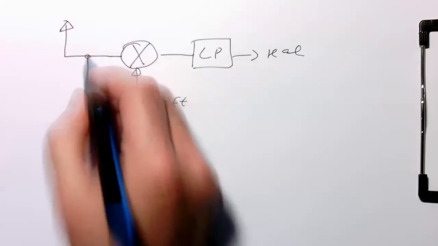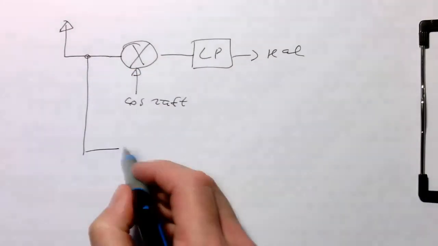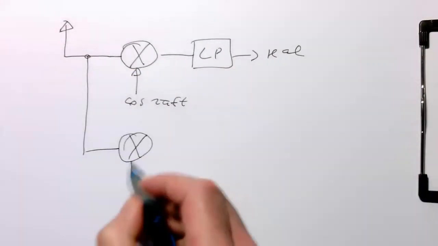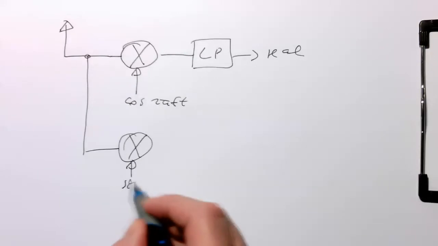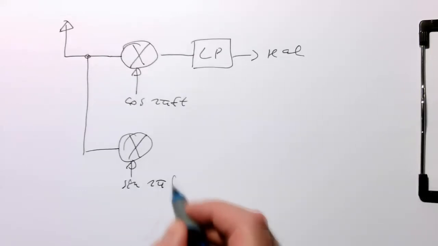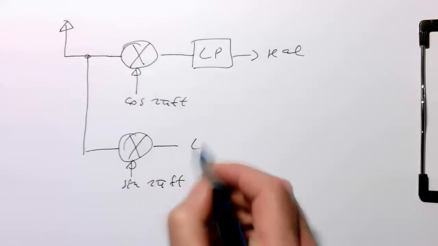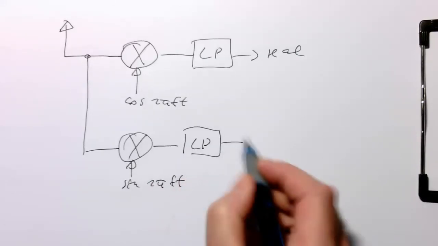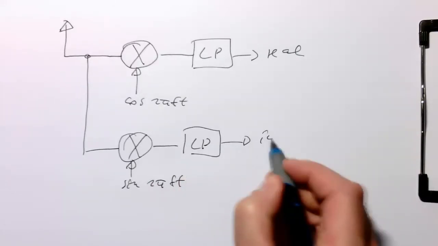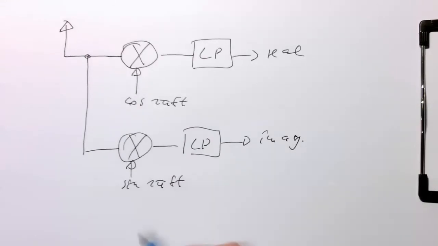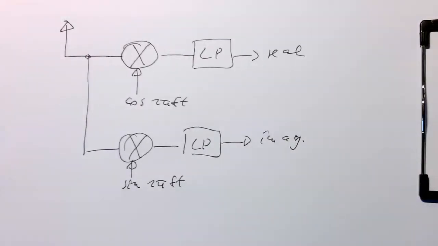And if we do the same, multiplying this with our sine part, sine 2 pi ft, and low pass, then we're getting our imaginary part out there. And so we need to do this in the code. So let's get our octave screen back on here.